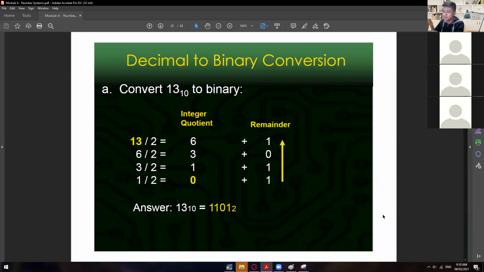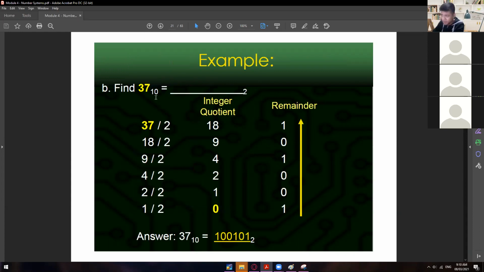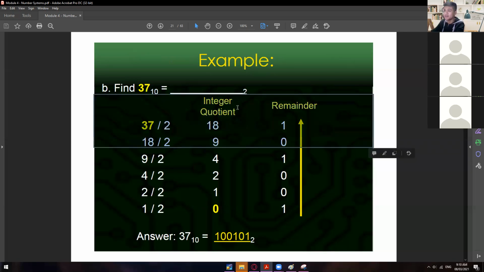Were you guys able to follow so far? Yes, sir. Okay, so this is now your second conversion, decimal to binary. Before, we could convert any base to decimal, and right now we can convert any decimal to any base. So next, we have here decimal to still binary, but just a different value.